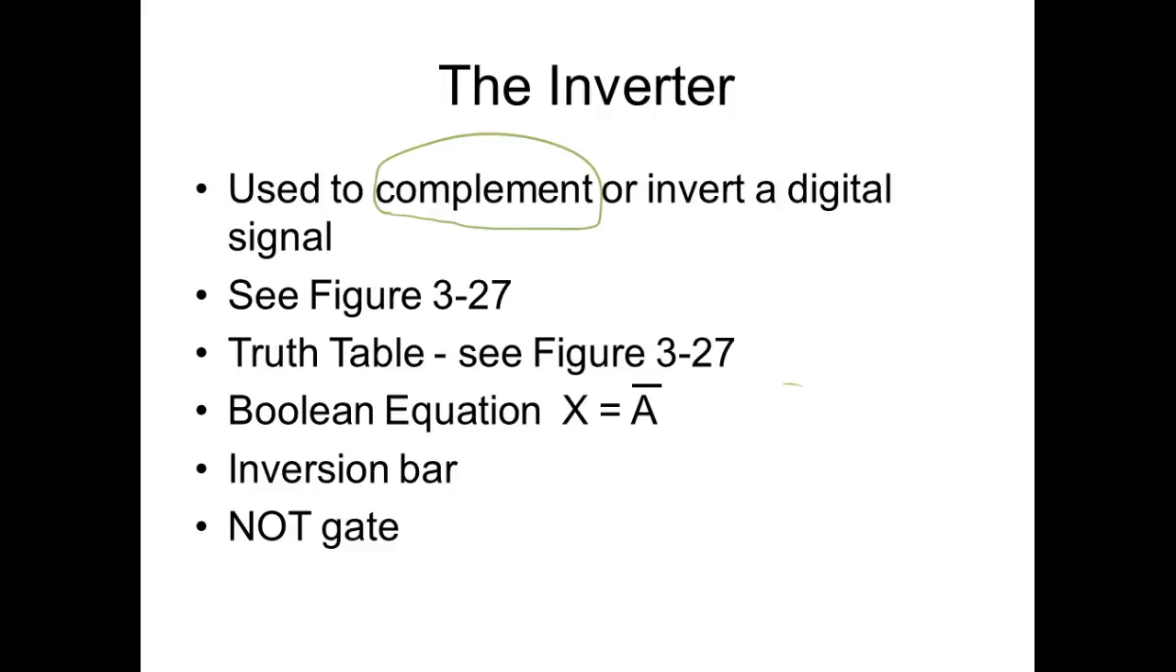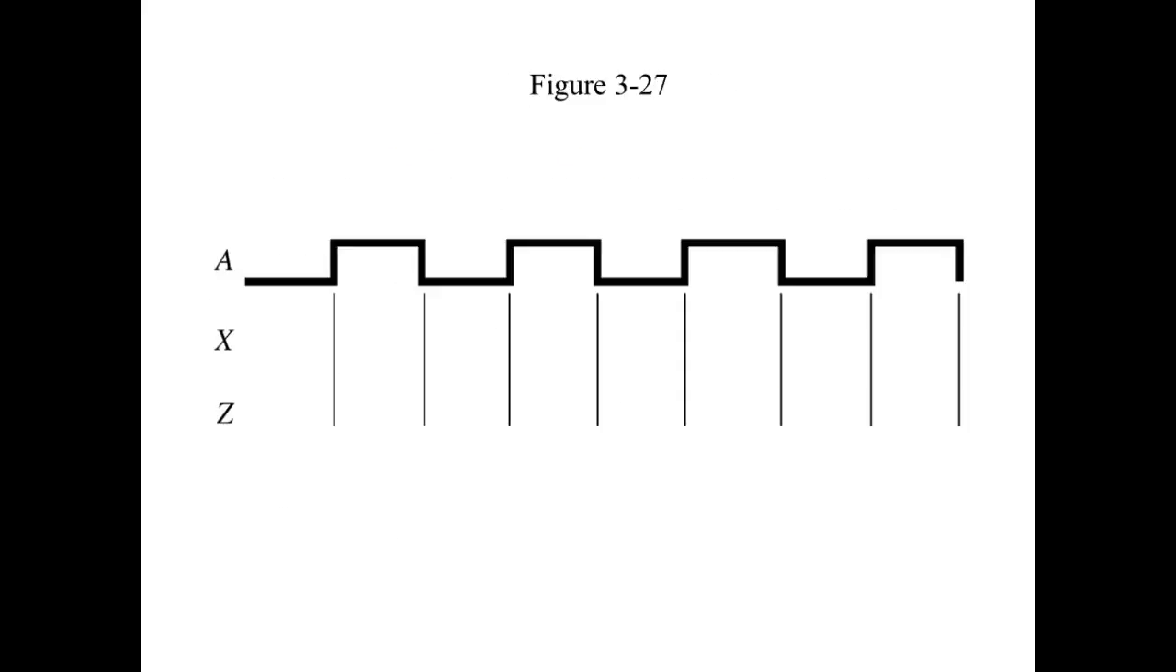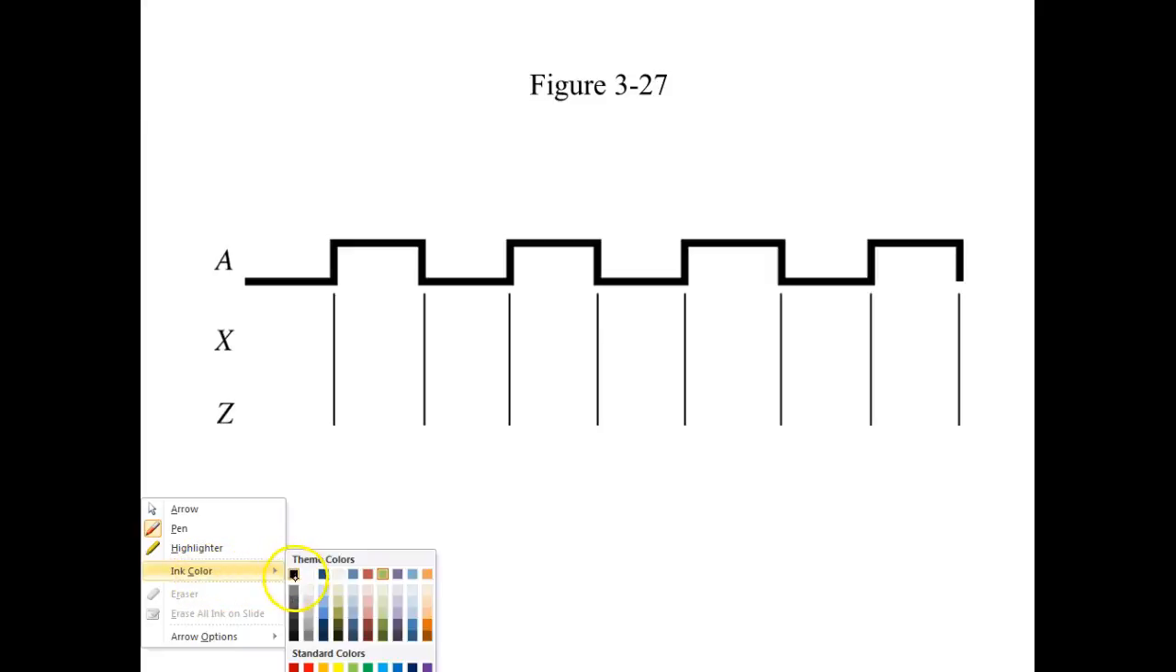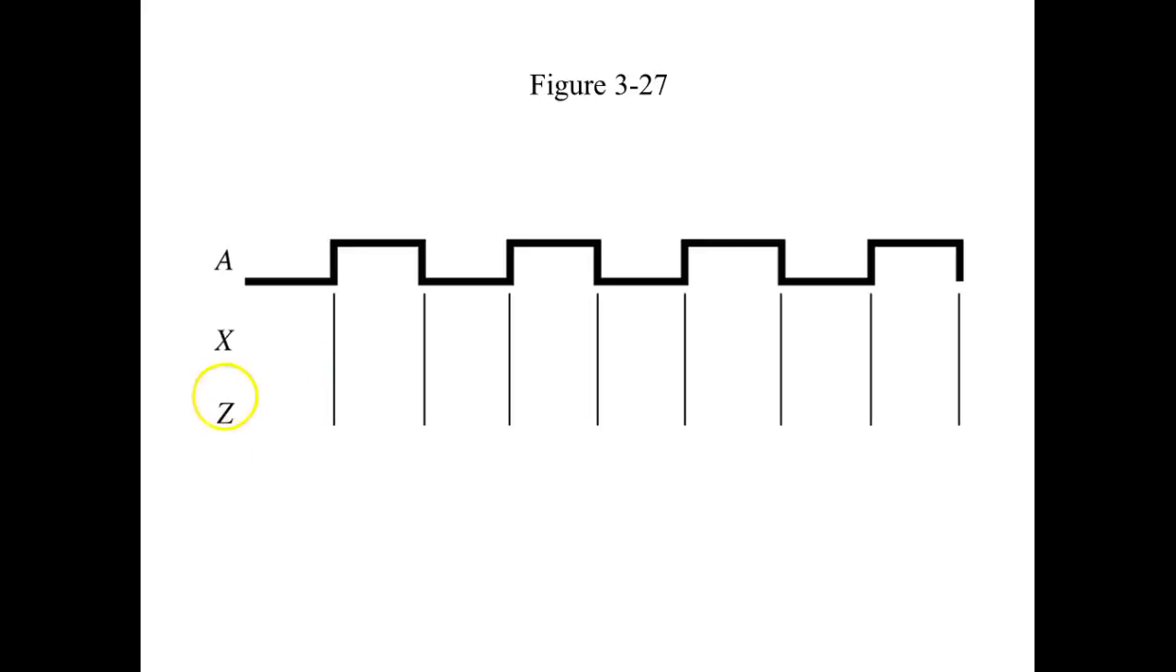This should be figure 3-27 in your book. So what would be the output? This is a timing diagram for an inverter or NOT logic. So here's my output. So this is the actual gate. They're calling the input A, and the output X. We'll call it X. Let's call it Z because it's down here. Okay, so let's draw what we get.